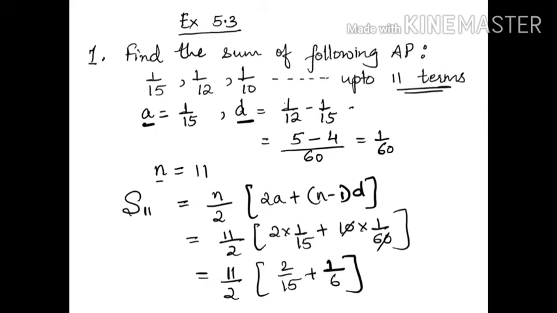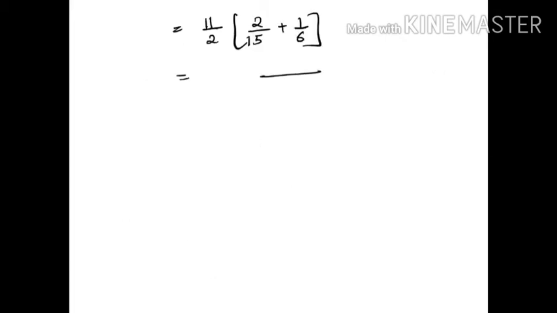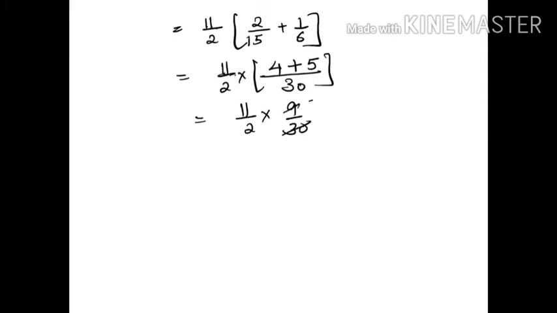Now we have to add the numbers inside the bracket. So taking the LCM of 15 and 6, we get 30. 15 2s are 30, so 2 multiplied by the numerator, we get 4 plus 6 5s are 30, 5 multiplied by the numerator gives us 5. So we get 11 on 2 multiplied by 9 on 30, which can be reduced further. So the final answer is 33 on 20.